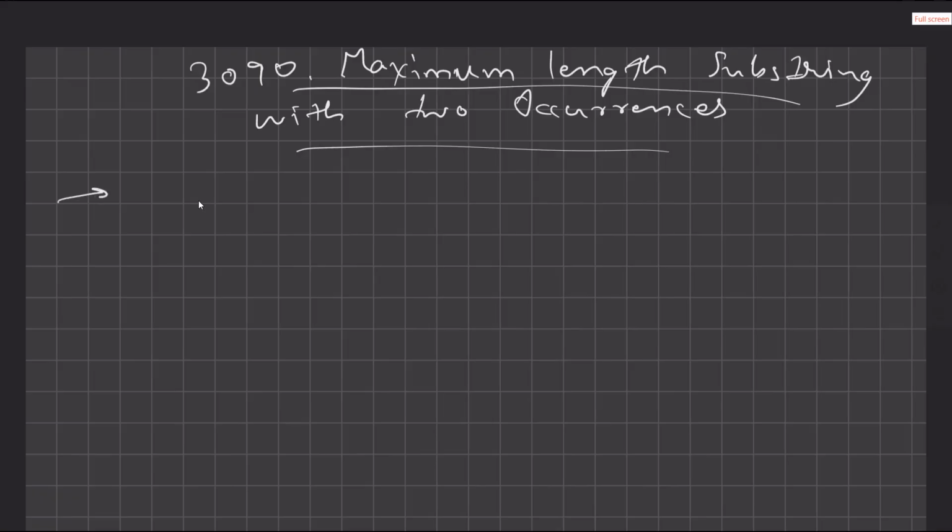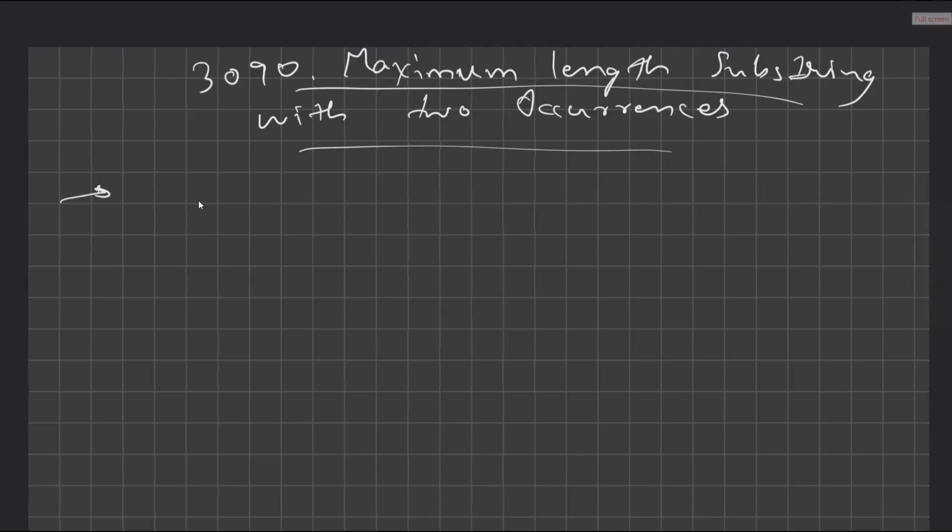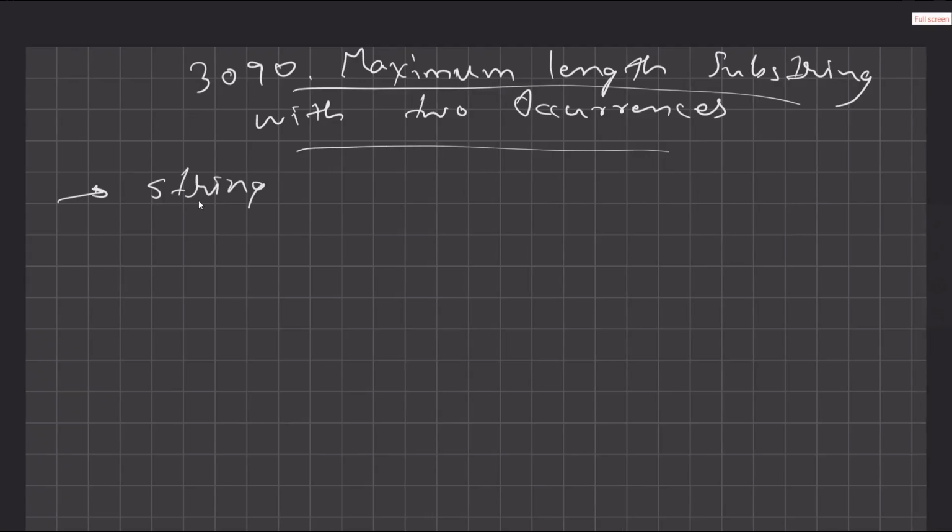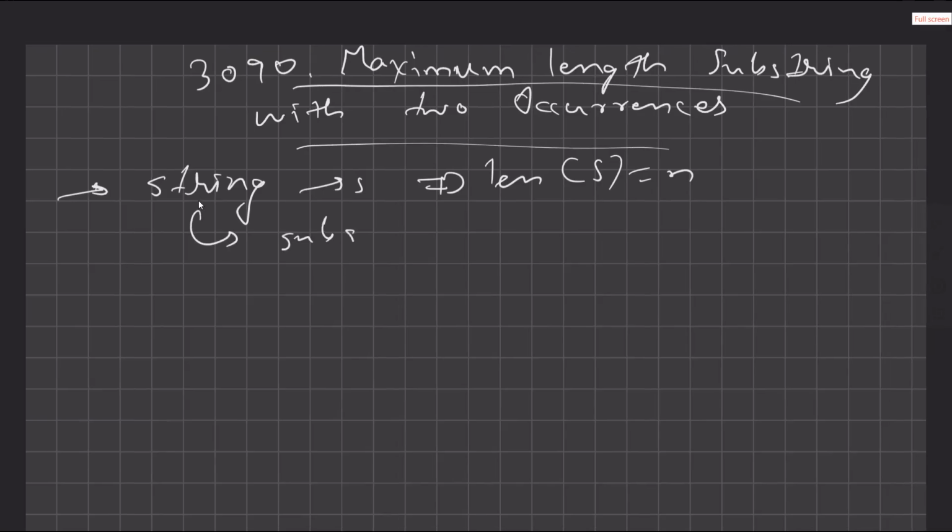In the problem statement, they'll give a string. Let's call it S, and its length is n. Basically, the length of S is n, and we need to find a substring. What is a substring? A substring is basically a contiguous part of the string. Okay.